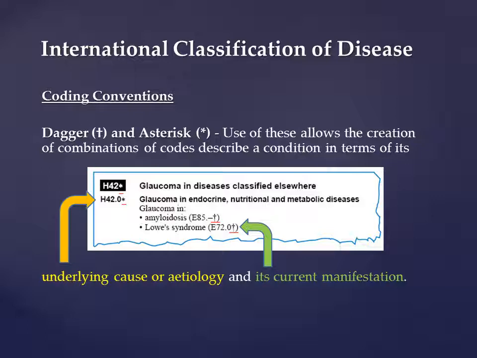Next one is dagger and asterisk. This allows the users to create a combination of codes in terms of underlying causes and current manifestation. It is a basic principle of the ICD that the dagger code is the primary code and can always be used in single condition coding. An asterisk code should never be used alone. When coding the underlying cause of death for mortality purposes, the dagger code should be used, never an asterisk code.